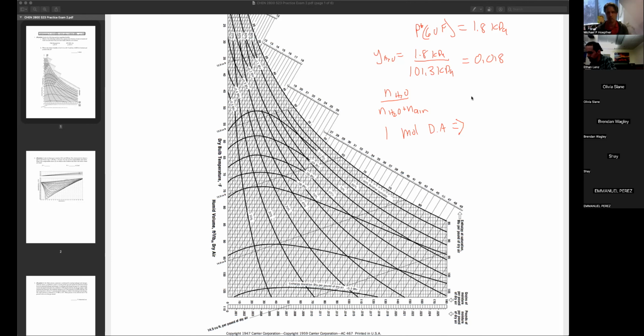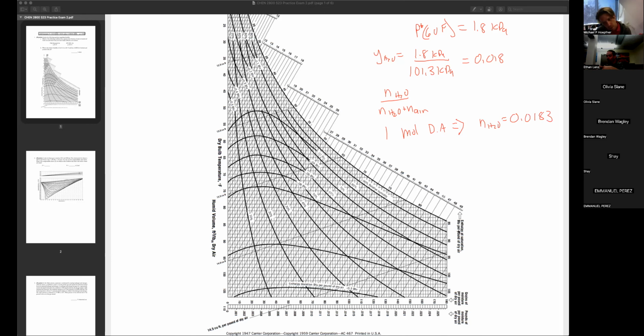Solve X divided by X plus 1 equals... I probably could have just not worried too much about that. NH2O is 0.0183. So then I need to convert this to pounds.